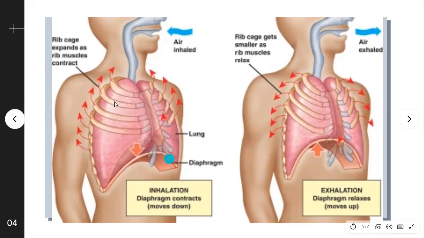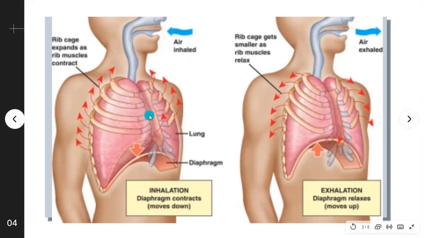So what happens during inhalation? There are five important points that you have to remember. At first, the external intercostal muscle is going to contract while the internal intercostal muscle is going to relax. Okay, so what is the intercostal muscle? It's here, between the rib cage. This is the external intercostal muscle, which is the outer layer of the intercostal muscle. So this external intercostal muscle is going to contract during inhalation.